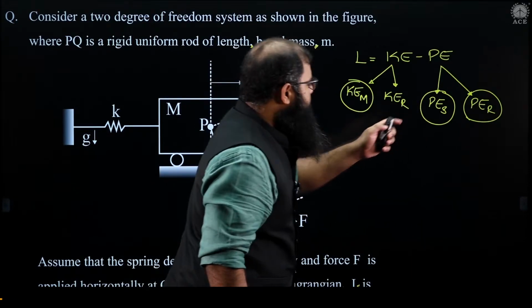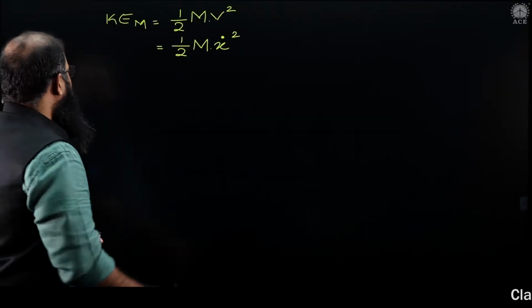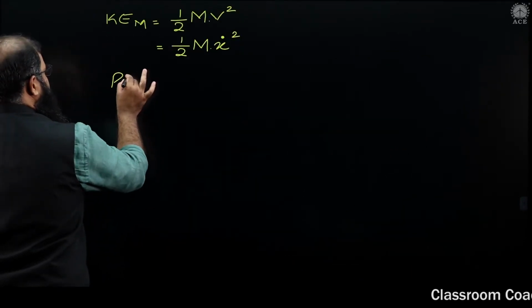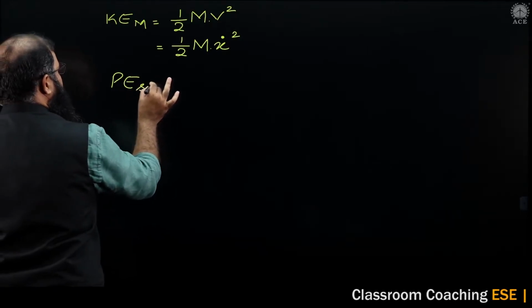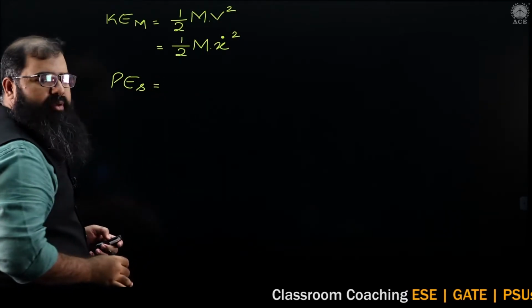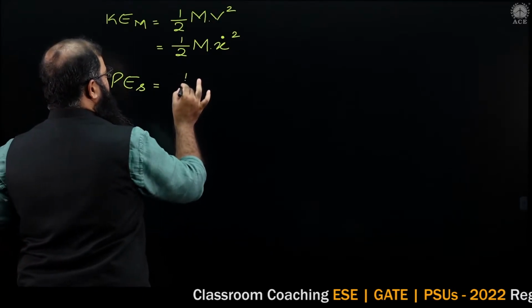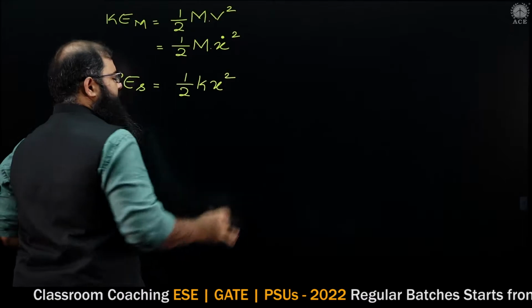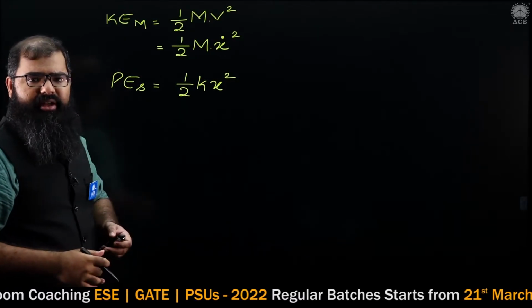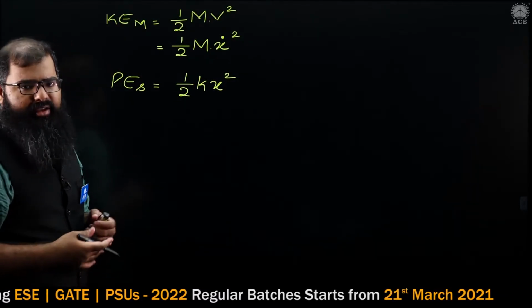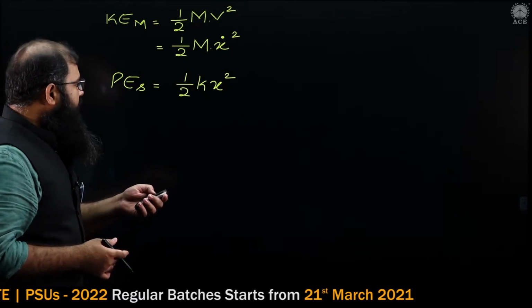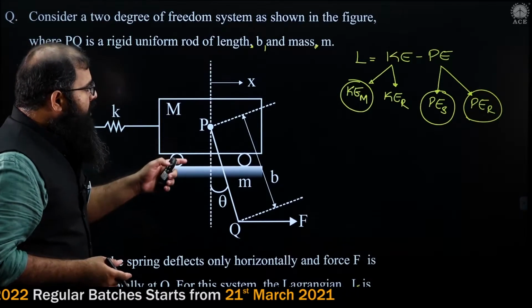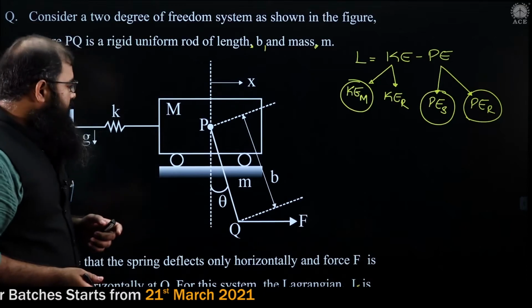Let us go for potential energy of the spring. Potential energy of the spring is equal to how much? It is equal to half k x square. Whenever you are having a linear spring, that time you are going to have half k x square. Very simple.